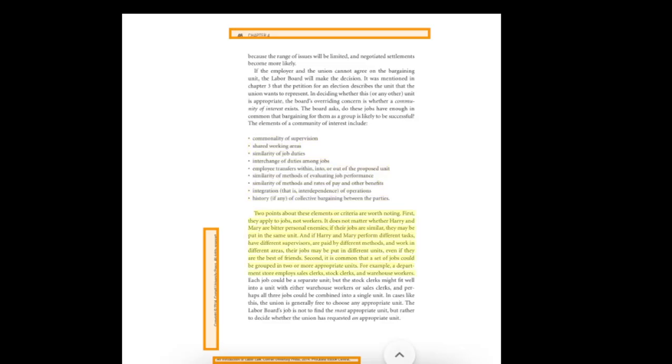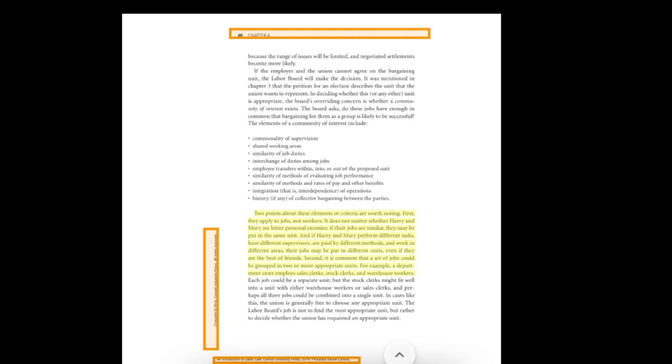2 points about these elements or criteria are worth noting. First, they apply to jobs, not workers. It does not matter whether Harry and Mary are bitter personal enemies. If their jobs are similar, they may be put in the same unit. And if Harry and Mary perform different tasks, have different supervisors, are paid by different methods, and work in different areas, their jobs may be put in different units, even if they are the best of friends.